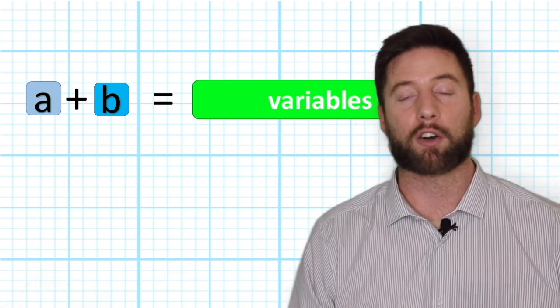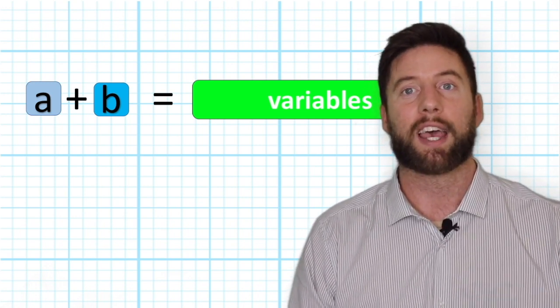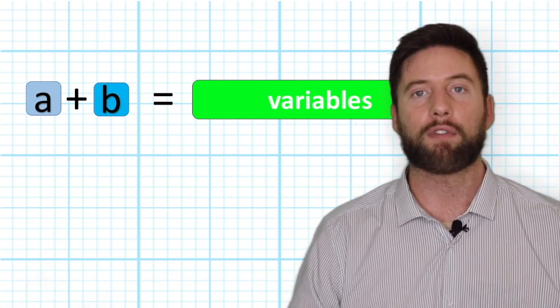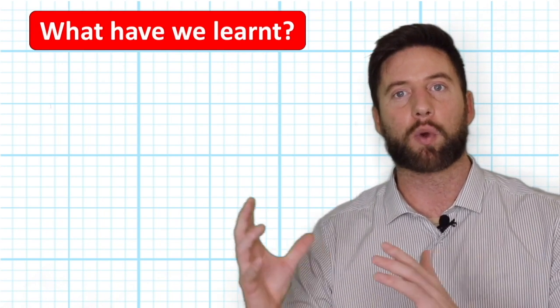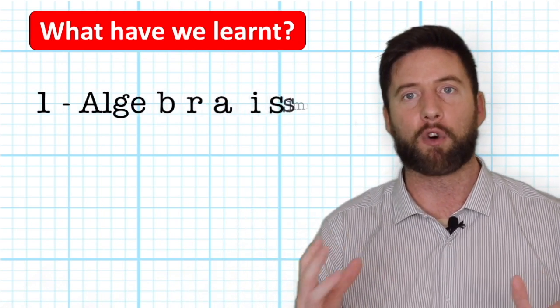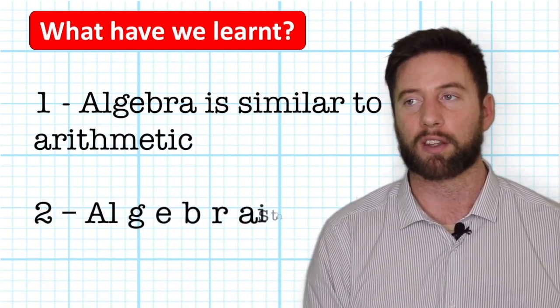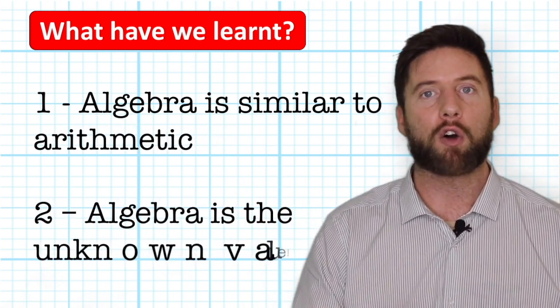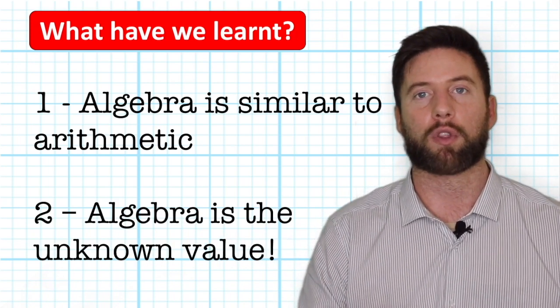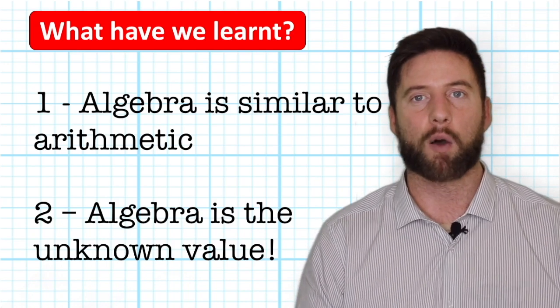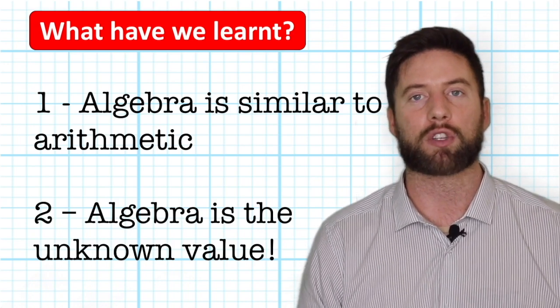So it's really common in algebra to refer to all letters and all symbols as variables. Okay, so what have we learned so far? We've learned that algebra is very similar to arithmetic. It uses the same 4 processes: addition, subtraction, multiplication, and division. But we've also learned that algebra has an unknown value that can be replaced by a symbol. And we often see X and Y and A and B being used the most.